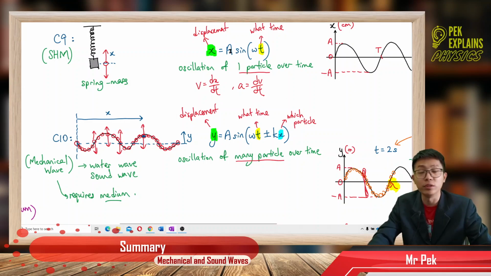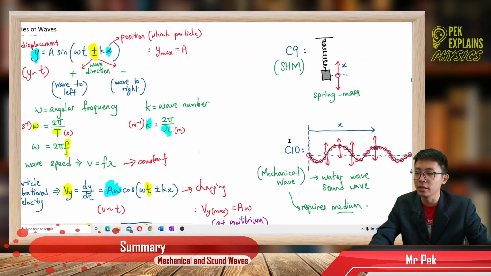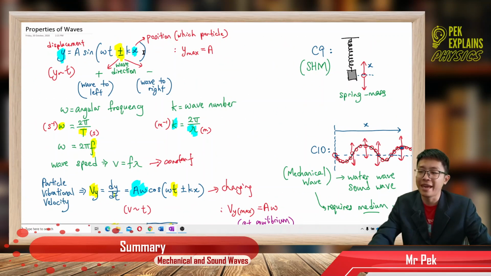So this time we modify the equation. Still almost the same type of equation, but we just modify. The x, last time we used x to represent displacement. Now we change the x to y. Same meaning. The y still means displacement. Why we need to change to y? Because now we use x to show which particle. It is actually the position. x is the position from the first particle.